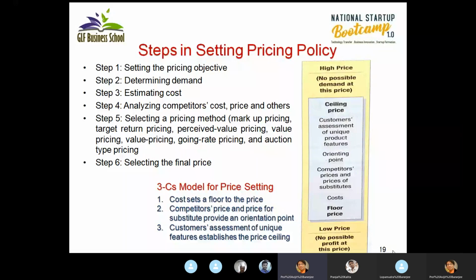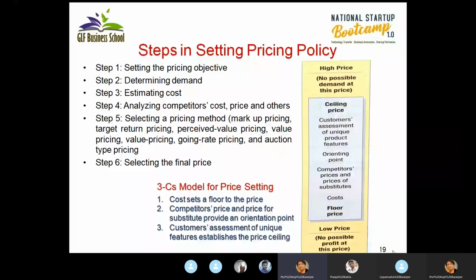When selecting a pricing method, you should consider the 3 C's model for pricing. Given the customer's demand schedule, the cost function, and the competitors' prices, a company is now ready to select a price. The figure in this slide summarizes the 3 major considerations in price setting. One is cost as a floor to the price. Competitors' prices and the prices of substitutes provide an orienting point, whereas customers' assessment of unique features establishes the price ceiling.